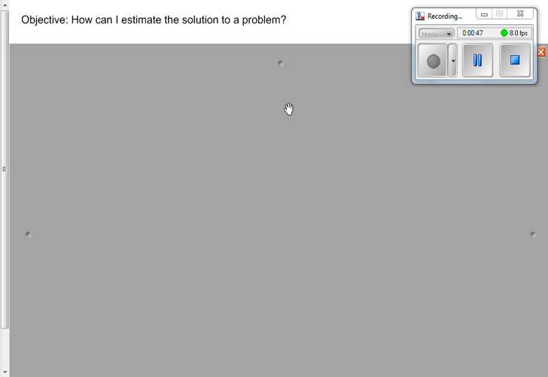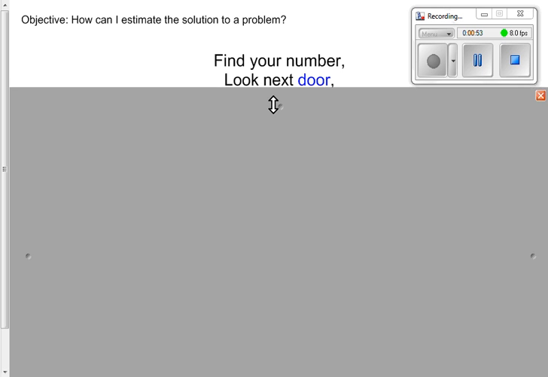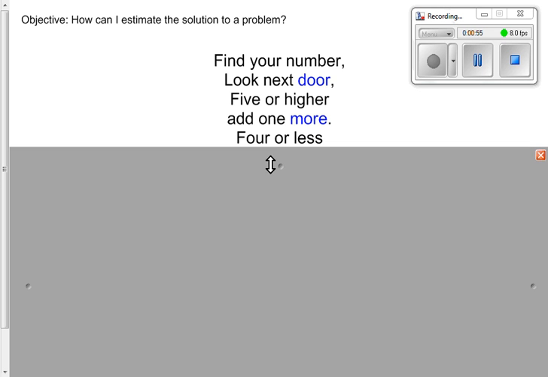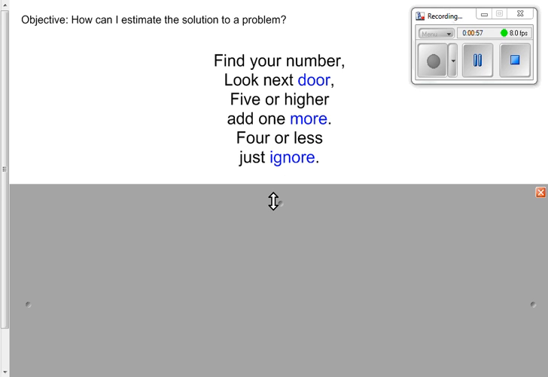So our objective states, how can I estimate the solution to a problem? I'm going to move down our slide. So you should remember this tricky little poem, and it goes something like this. Find your number, look next door, 5 or higher, add 1 more. 4 or less, just ignore.